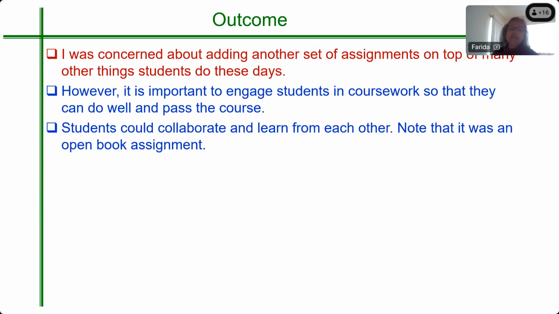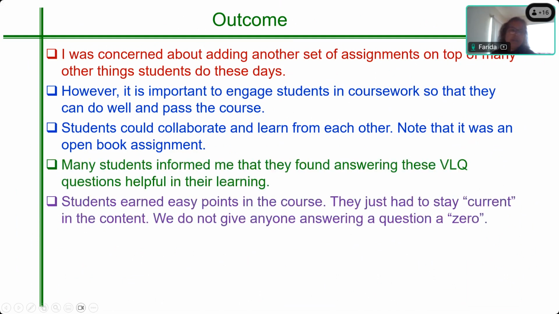So I was concerned about adding another set of assignments on top of all the extra things that they're already doing. But it is important to engage them. It's just that they don't come to class. They have to somehow be able to do well for the course that they signed up for. So we try to help them as much as we can. They can collaborate with each other. They can learn from each other. Peer learning is always very good. It is an open book assignment, so they can have fun learning.